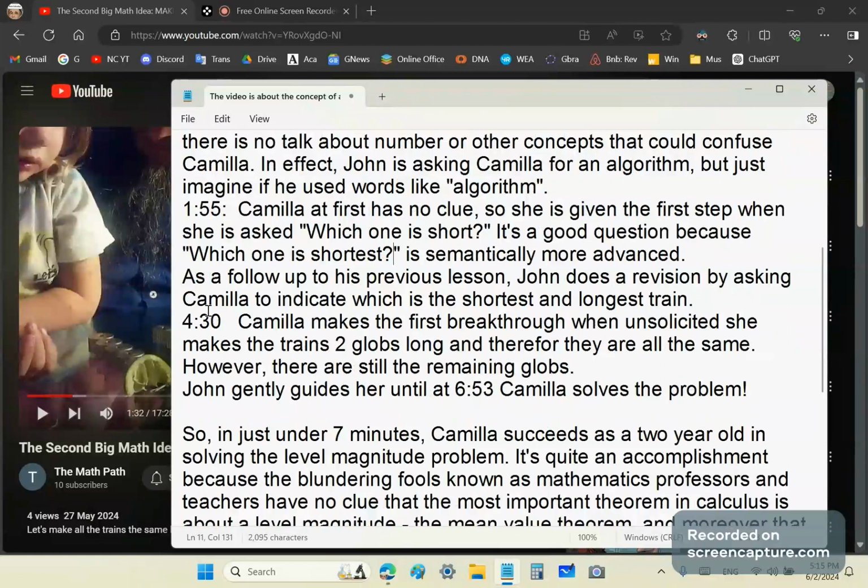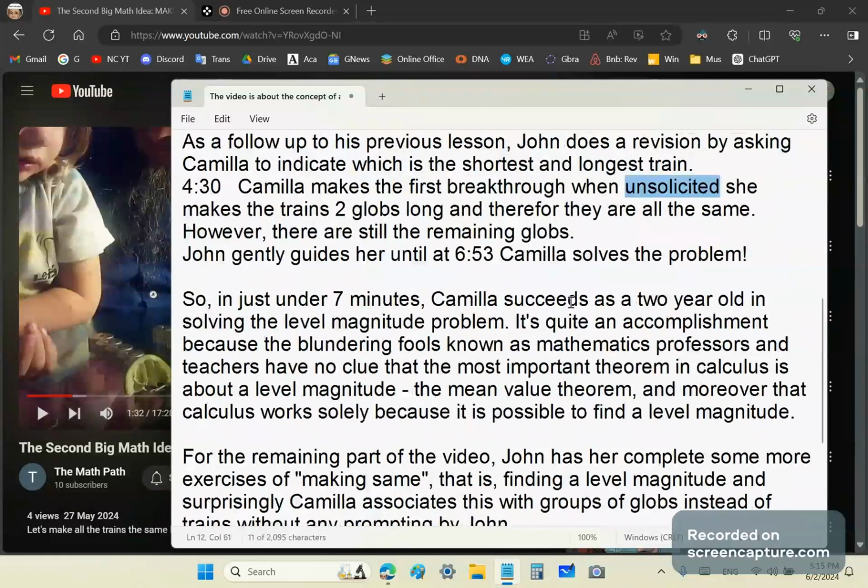Then at 4:30, Camilla makes the first breakthrough when unsolicited. You have to watch the video, people. Yes, it's a little long, but that's fine because kids take time when they see these things. She makes the trains 2 globs long, and therefore they are the same. Okay, so that's her first big breakthrough, and she's applauded and she feels happy about that.